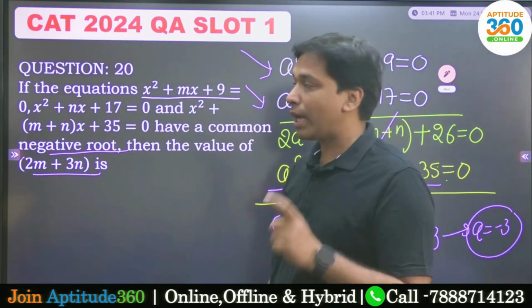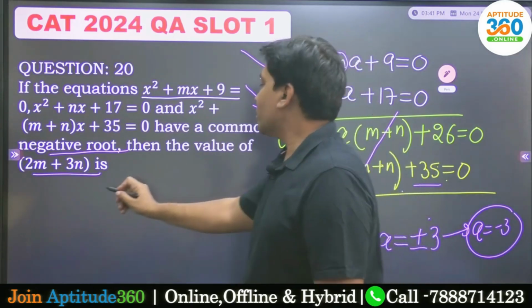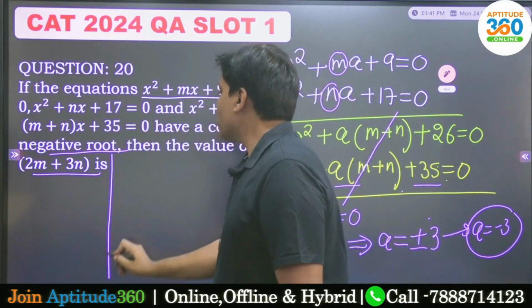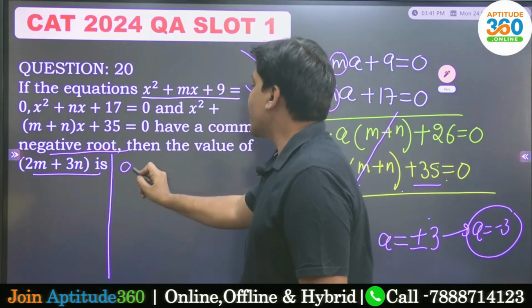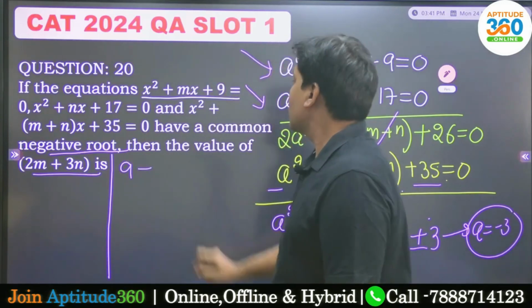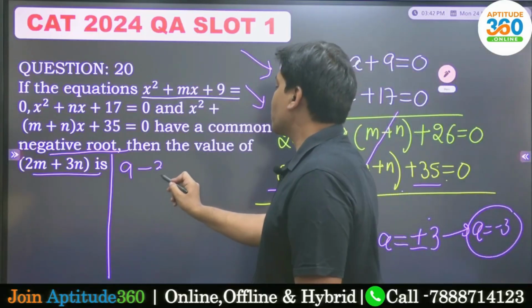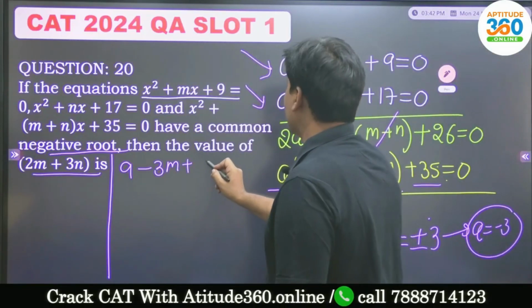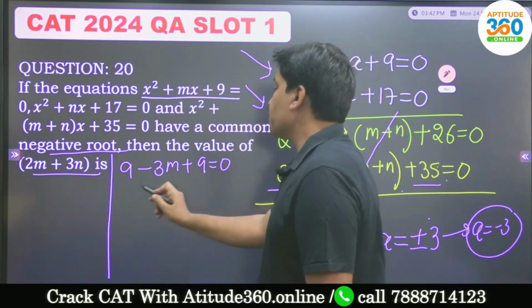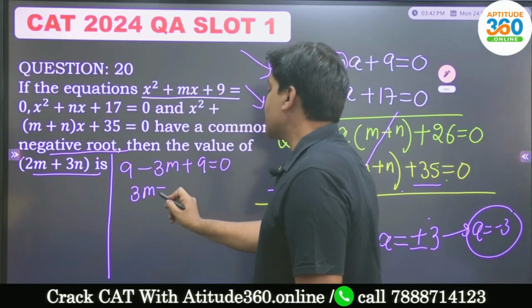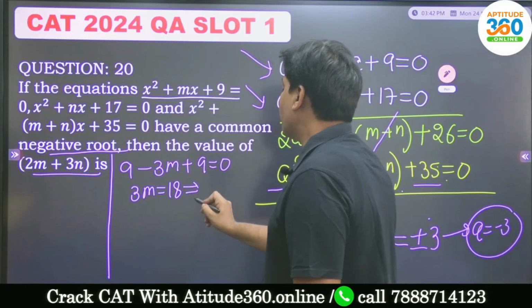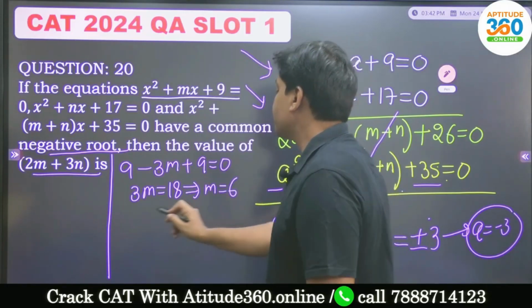So how do we do that? Let us put the value of a in the first equation. If you do so, it is going to be what? A square is 9. Because a is negative 3, this becomes 3 times m plus 9 equals 0. So 3m becomes 18, the value of m is 6, right?